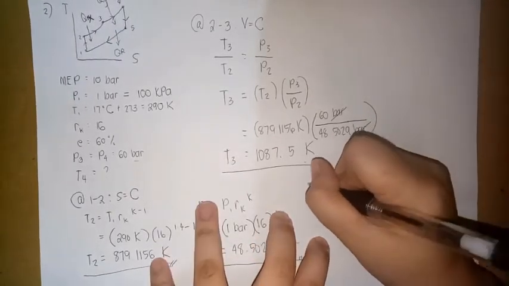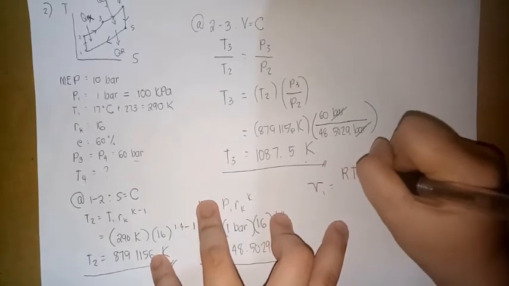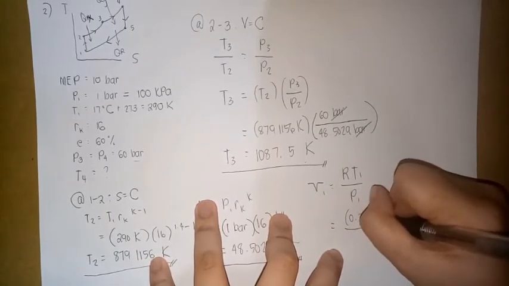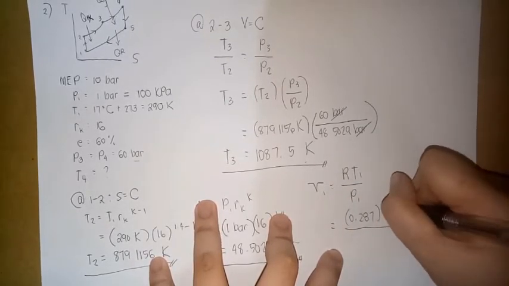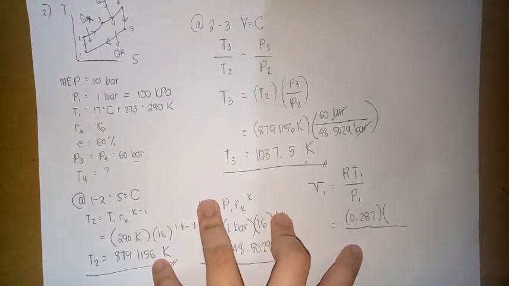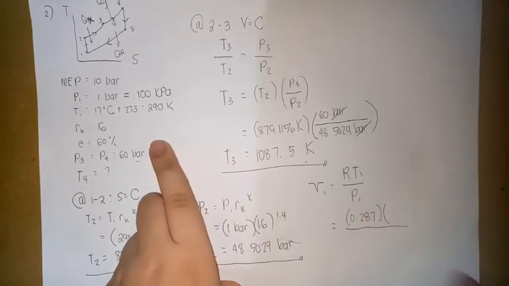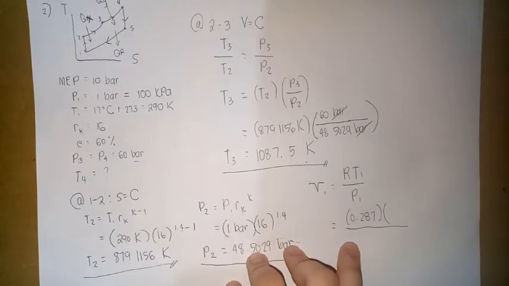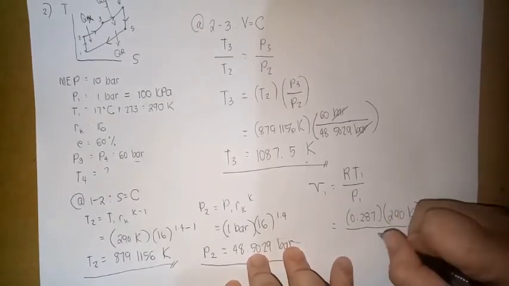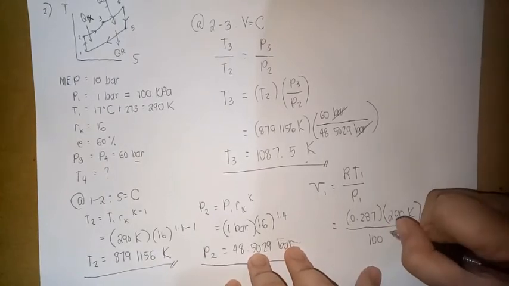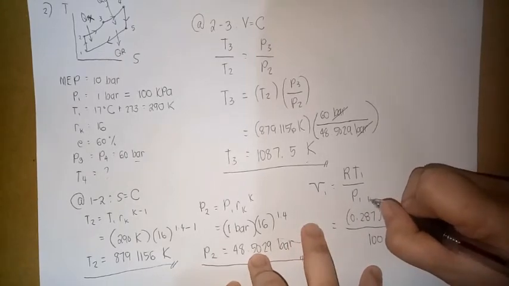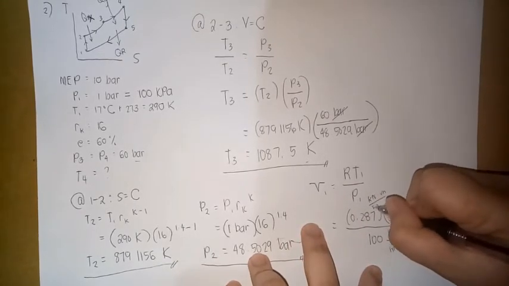So, solve natin si V1. V1 is RT1 over P1. Substitute natin. So, R is 0.287. So, the reason why kailangan kong i-convert yung pressure to kilopascal kasi yung ating unit ng R is kilojoules per kilogram Kelvin. T1 is 290 Kelvin. P1 ay 100 kilopascal. Kilonewton per square meter. So, ang 0.287 may unit na kilojoule or kilonewton meter per kilogram Kelvin.